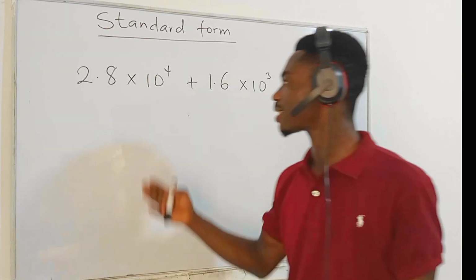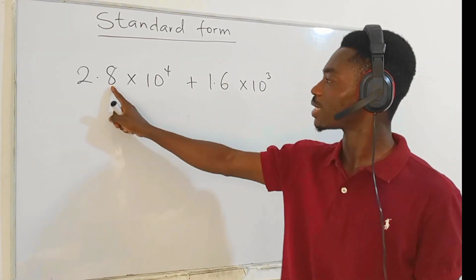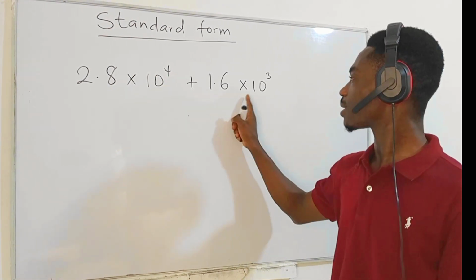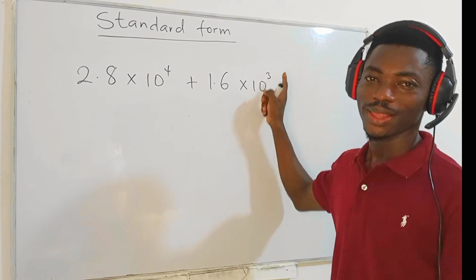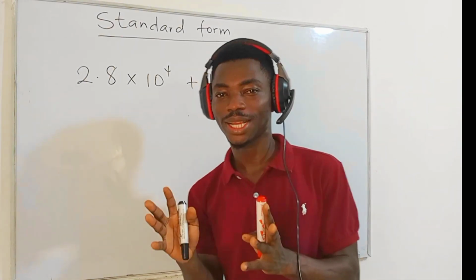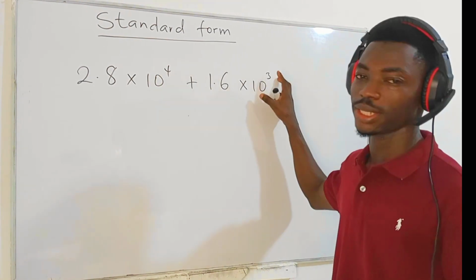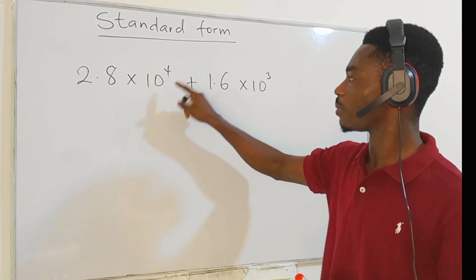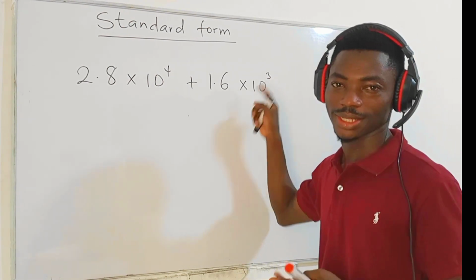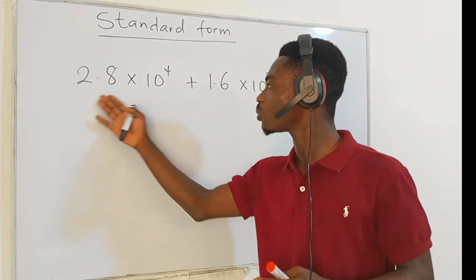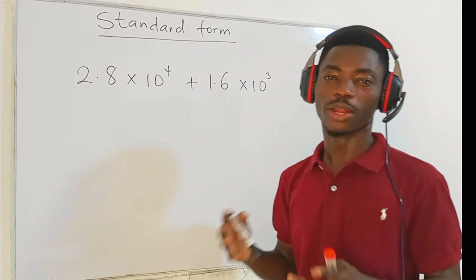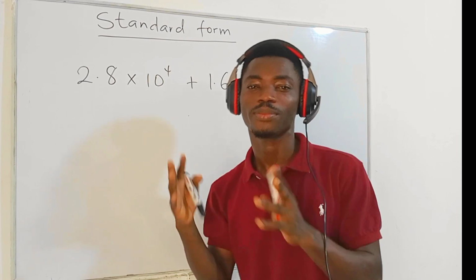Now let's consider this nice example here. We have 2.8 times 10 to the power 4 plus 1.6 times 10 to the power 3. Now note this carefully. Before you can add two standard forms, basically the powers have to be the same. Here we have a power of 4, here we have 3, and they are not the same. In order for us to add them, we have to first make them the same before we can add them. But the question is, how can we make them the same?